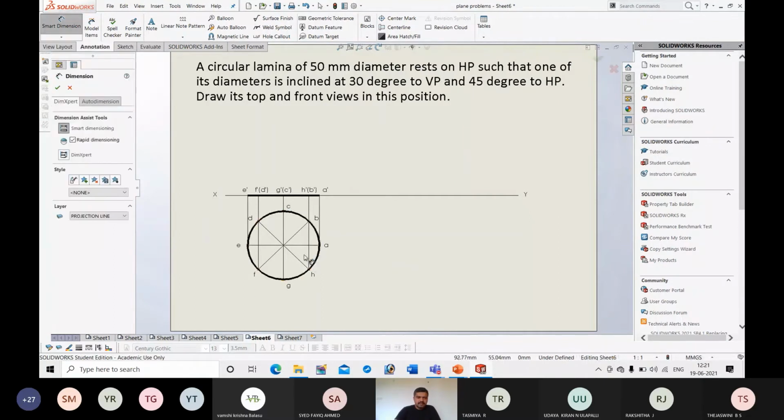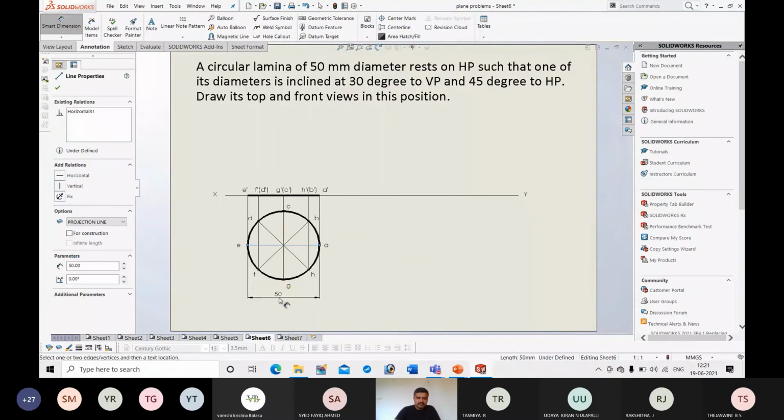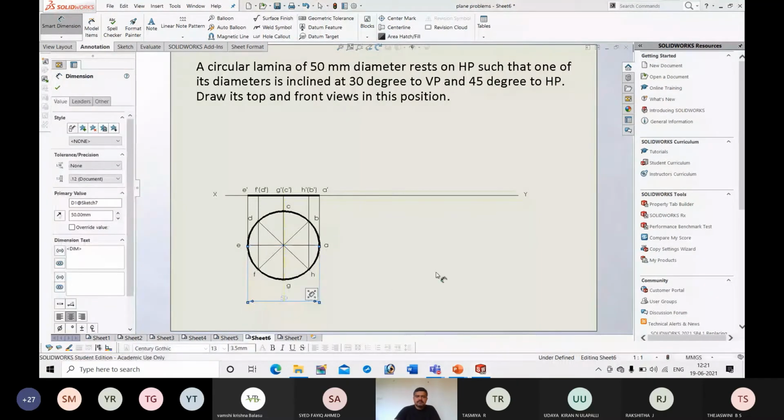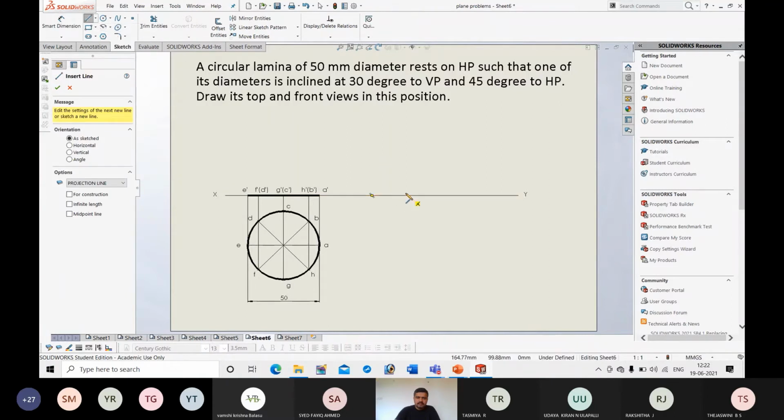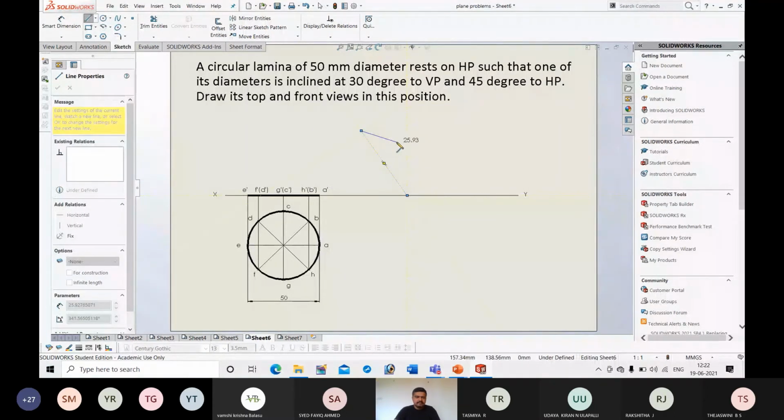So here I should dimension the diameter. Okay, so that is 50. Dimension it. Next, draw an inclined line, 45 degrees to HP. So here you can see this 50 mm is the true length of the diameter. See here, A to E is also 50. That means we have the true length of the diameter. So the same front view can be drawn inclined at 45 degrees. First draw a line inclined at 45 degrees.